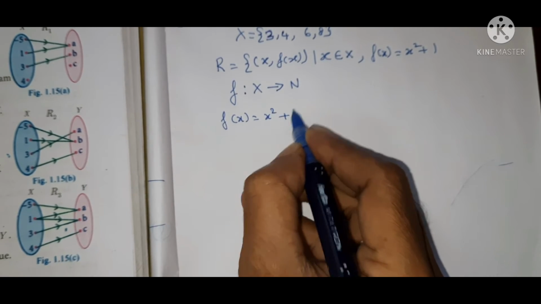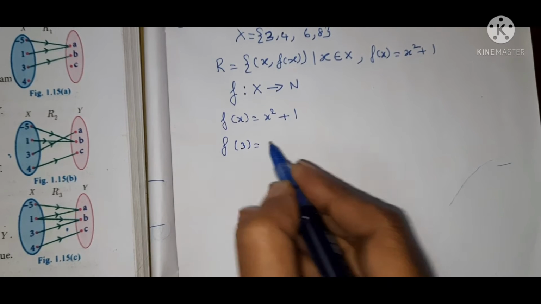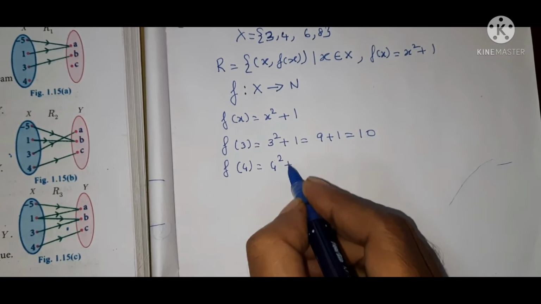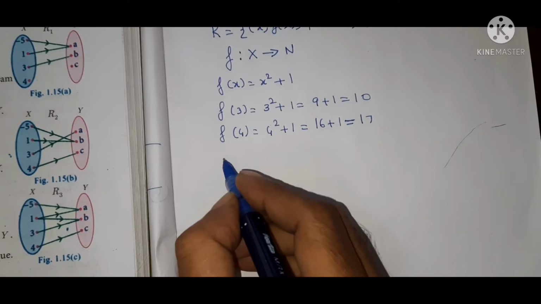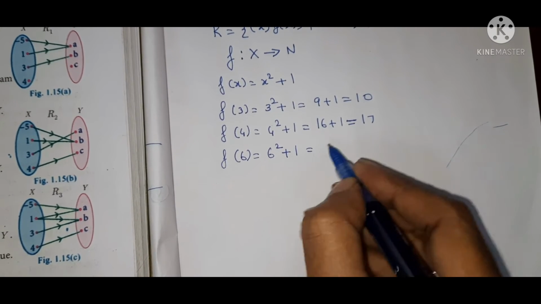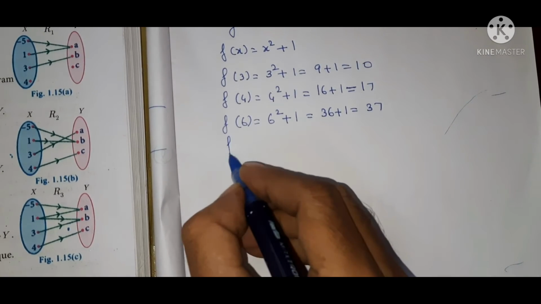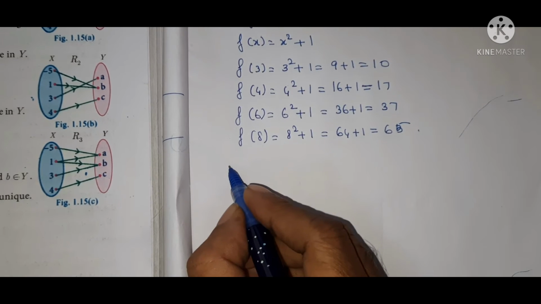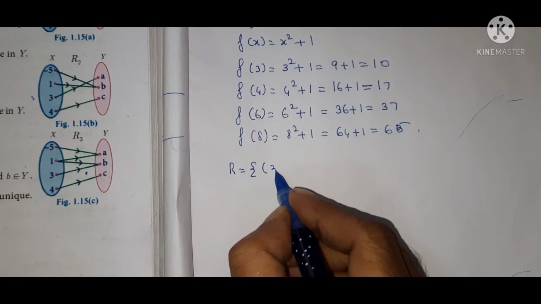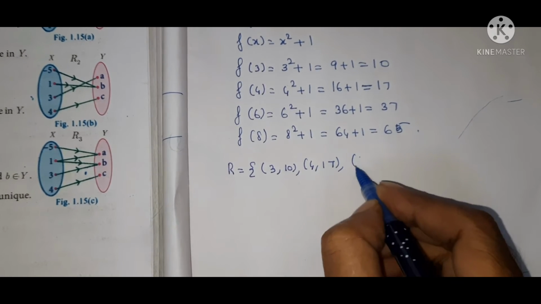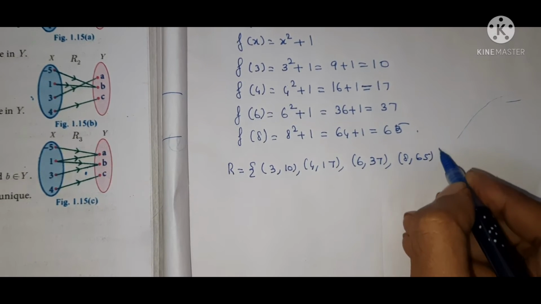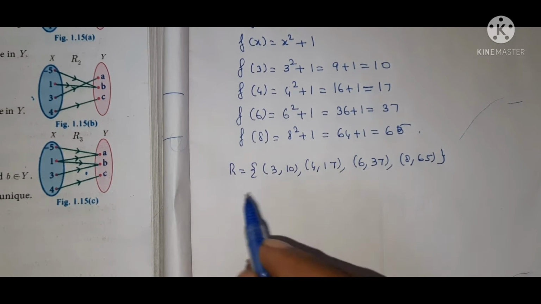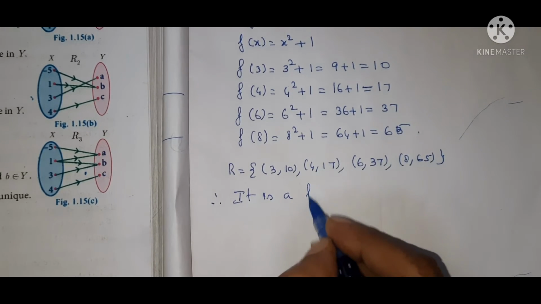f(x) = x² + 1. f(3) = 3² + 1 = 9 + 1 = 10. f(4) = 4² + 1 = 16 + 1 = 17. f(6) = 6² + 1 = 36 + 1 = 37. f(8) = 8² + 1 = 64 + 1 = 65. R is {(3, 10), (4, 17), (6, 37), (8, 65)}. The images are natural numbers 10, 17, 37 and 65. Therefore, it is a function.